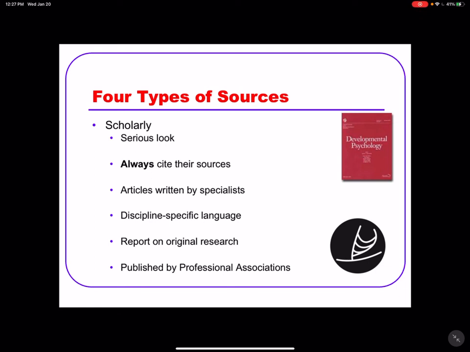That cover is to give you information. That cover contains solid research. They always cite their sources. So they're basically just very advanced research papers written by experts in the field. Their articles are written by specialists and experts in the field. But because of that, they often use discipline-specific language.